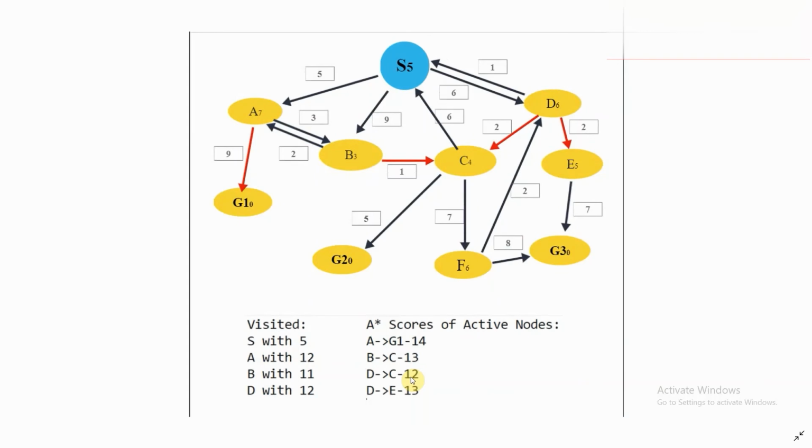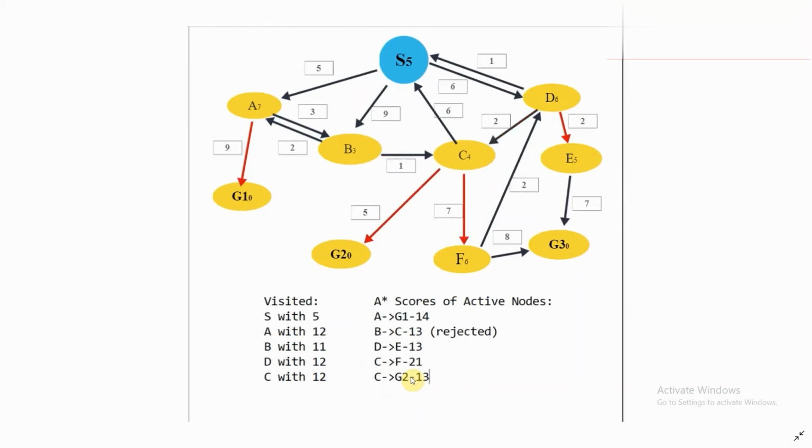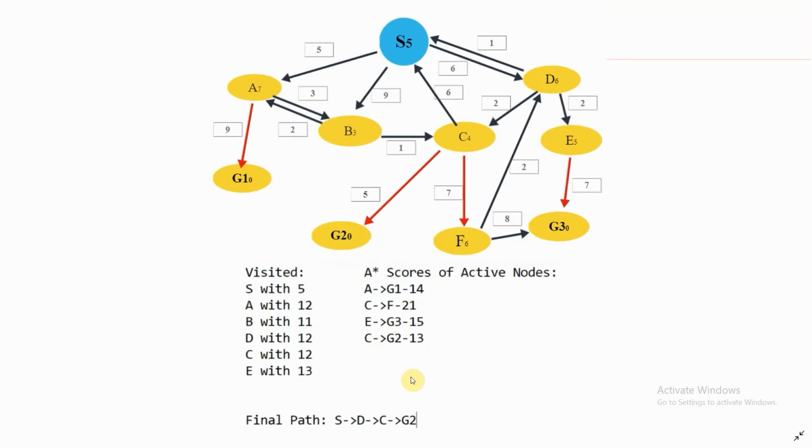After going to D, we update our list once again and we find out that C is the next city to go. So we move on to C and we get 5 paths, of which we reject the path B to C, which had an A star score of 13. Among the paths left, we choose the path D to E, which has the minimum A star score of 13. After choosing E, we list down the scores of the available paths again. And we can see the next choice is C to G2, which has an A star score of 13, the minimum among all the available ones.